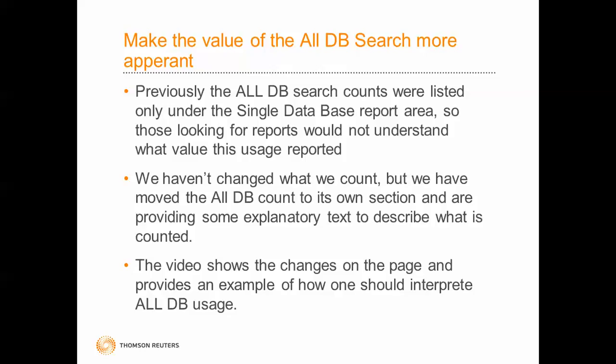Again, make the AllDB search more apparent. One of the things that we wanted to do is make sure that people recognize the value. By listing them down with the single database report area, they just were being missed, and people weren't even using those reports to assess the value of the Web of Science. Again, we haven't changed what we count, but we have moved all DB count to its own section and are providing some good explanatory text to describe what is being counted and the value of that count. And the video shows the changes on the page and provides an example of how one should interpret the all database usage. So again, just some changes to hopefully help with messaging around that.